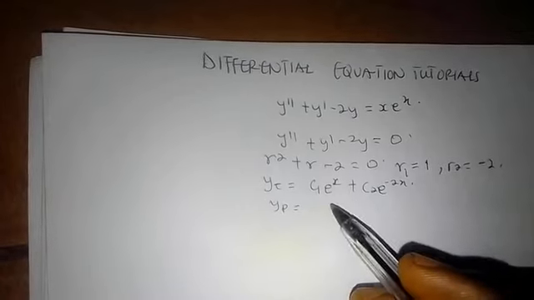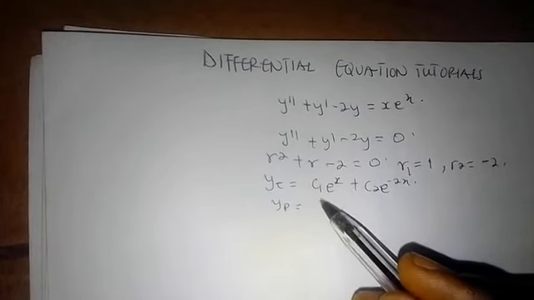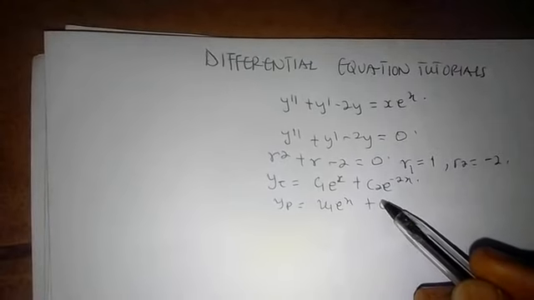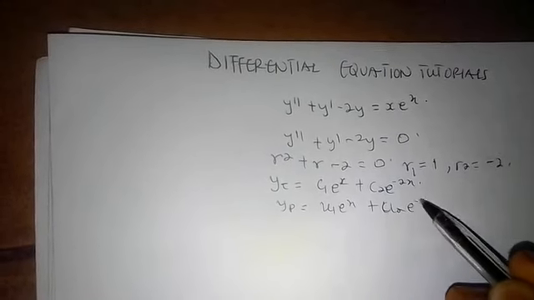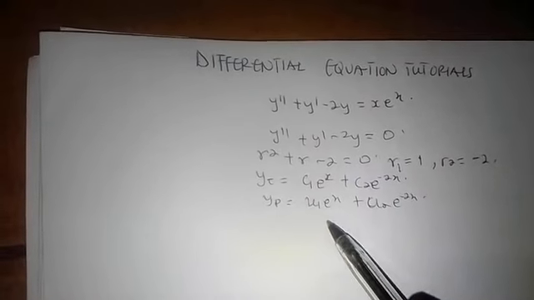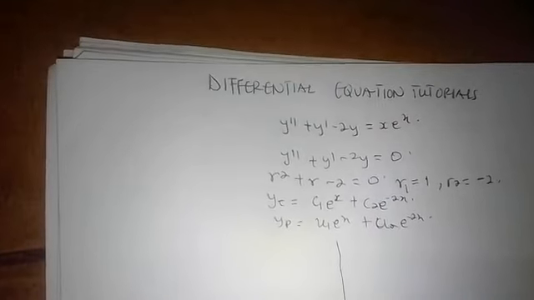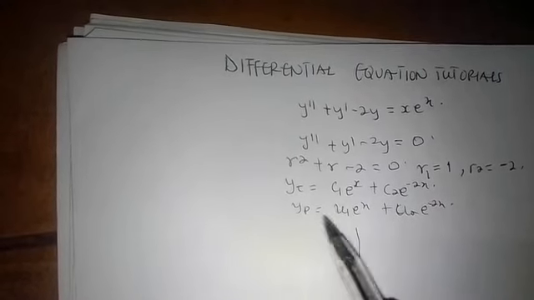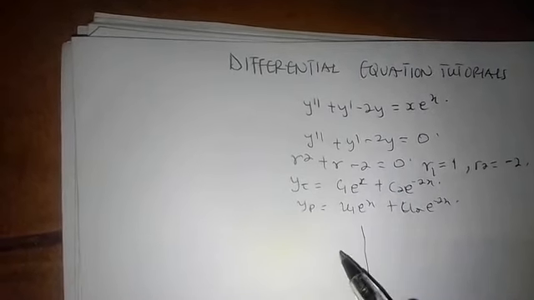From variation of parameters, wherever you see c1, make it u1, and here make it u2 e^(-2x). Once I get this, I'm only left to find u1 and u2. When I find a particular solution, I add it to this to get my general solution.